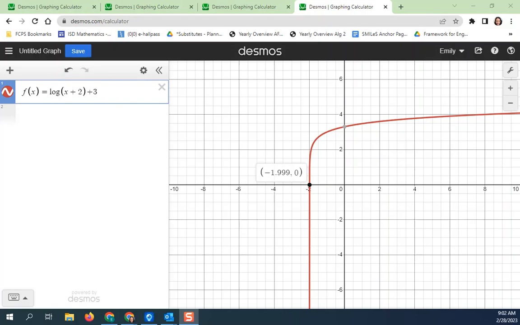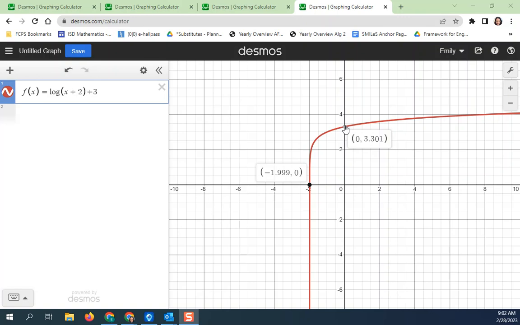All right, so I'm going to put in these points. This one here is at -1.9990. And then I'll put in my y-intercept at 0, 3.3. What do you notice about those numbers? Do they seem familiar? Yeah, like they're the same numbers as before, but they're switched, right?